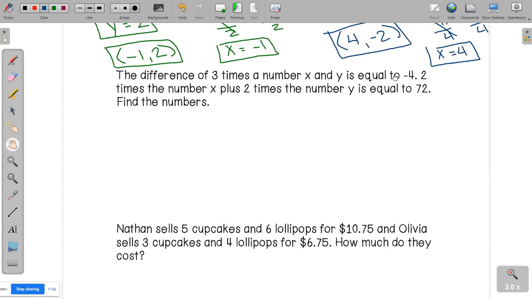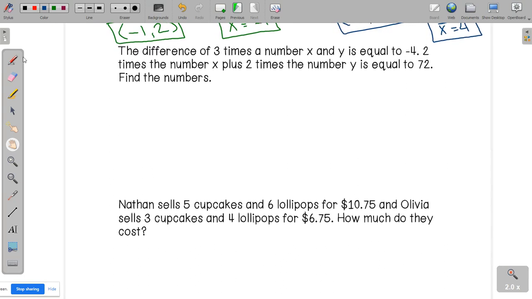Okay, now let's look at a couple word problems. The difference of 3 times the number x and y is equal to negative 4. 2 times the number x plus 2 times the number y is equal to 72. Find the numbers. So, this first part, the difference of 3 times the number x.